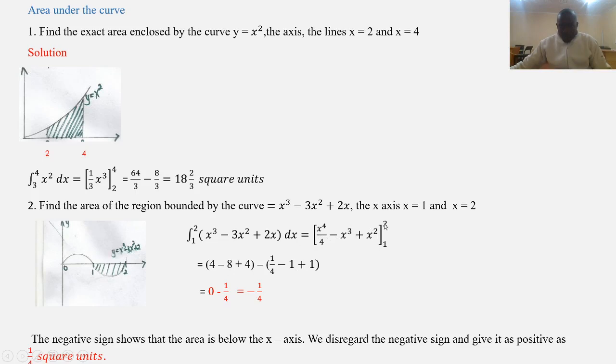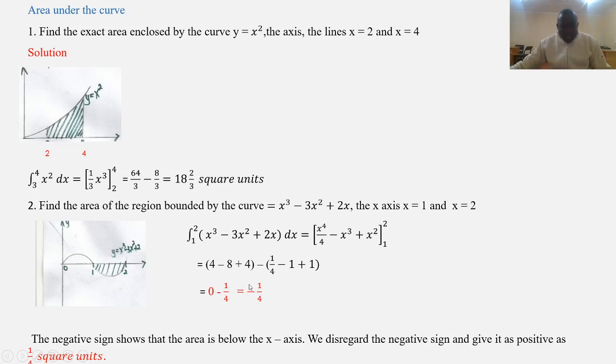So we shall have 2 to the power of 4, which is 16, 16 over 4 becomes 4, minus 8, then plus 4. Then we minus the limits of 1 substituted here, it becomes a quarter, minus 1 plus 1. Remember, 4 plus 4 is 8, 8 minus 8 is 0, minus a quarter. Negative 1 plus 1 is 0, so it remains a quarter. So it is 0 minus a quarter, which is equal to negative a quarter.